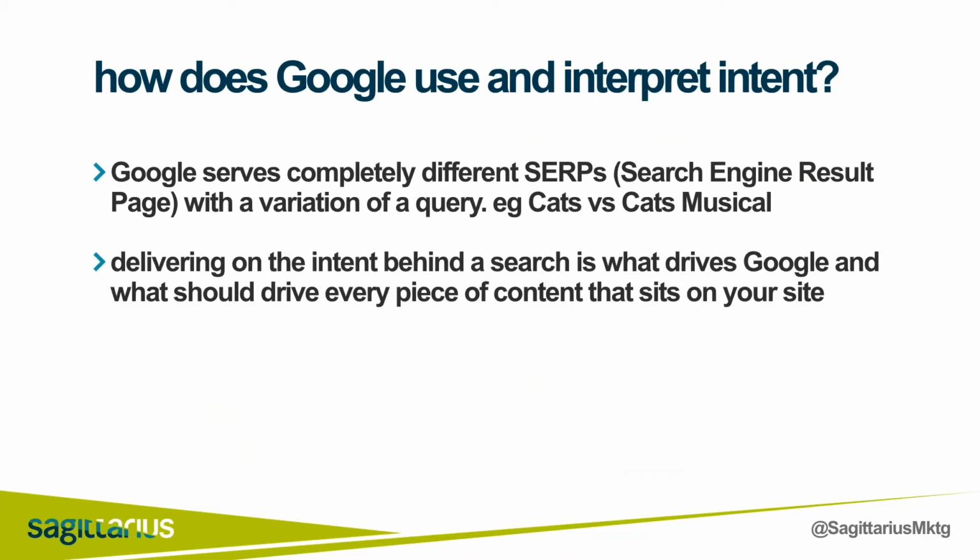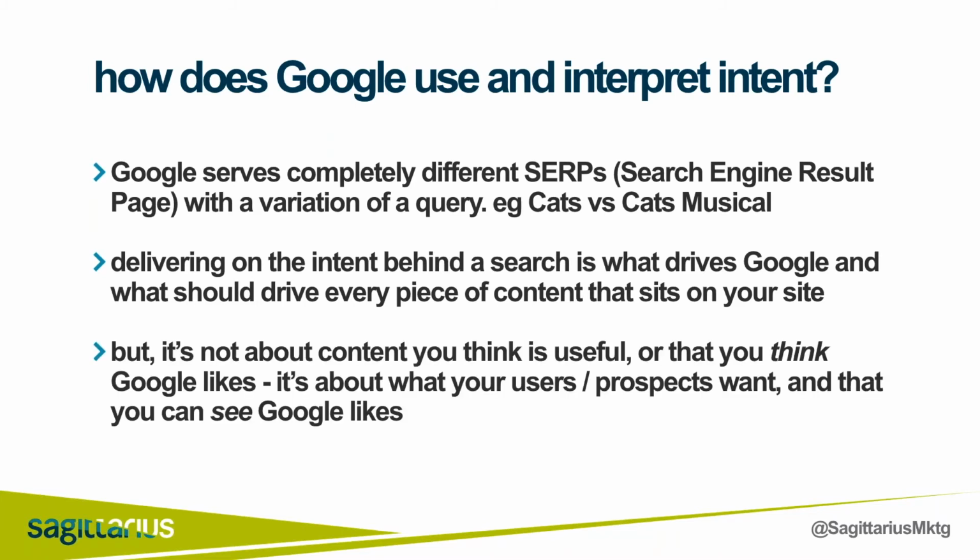So depending on the intent behind a search, delivering that is what drives Google. And it should really, in a perfect world, drive every piece of content that sits on your site. But it's not about content that perhaps you think is useful, and it's also not about what you think Google is going to like. This all boils down to what your users or prospects, if you're a lead generation site, want, and that you can see that Google likes. It's not about thinking, oh, Google will love this because we've optimized in certain ways. It's about understanding what Google actually thinks about a certain query.